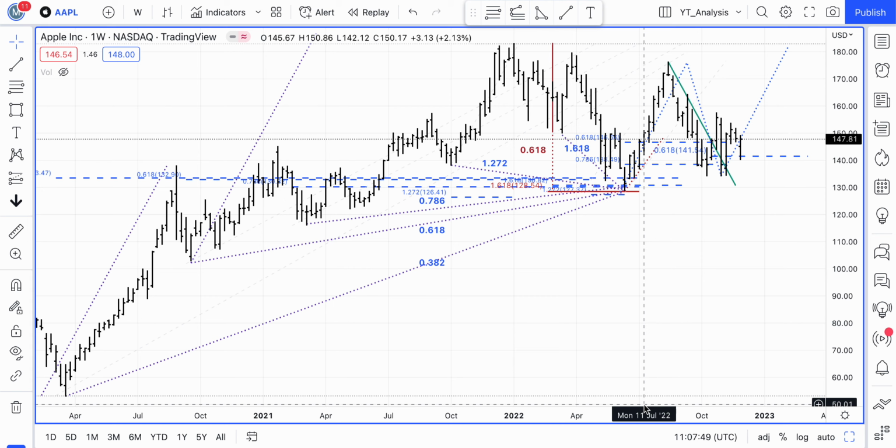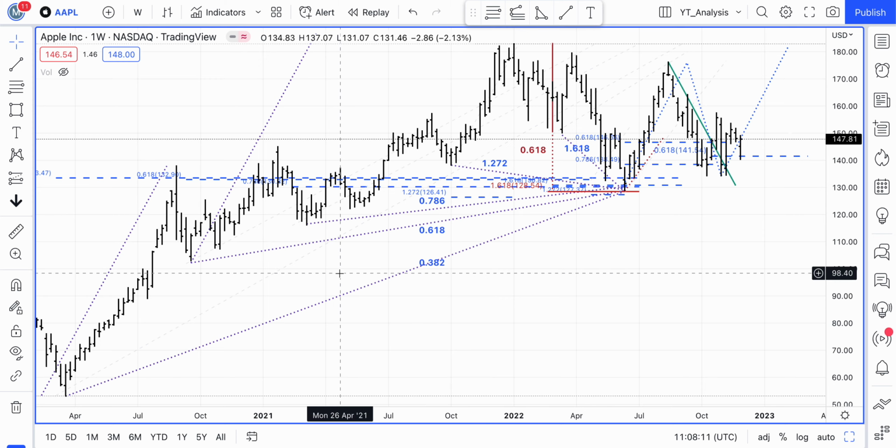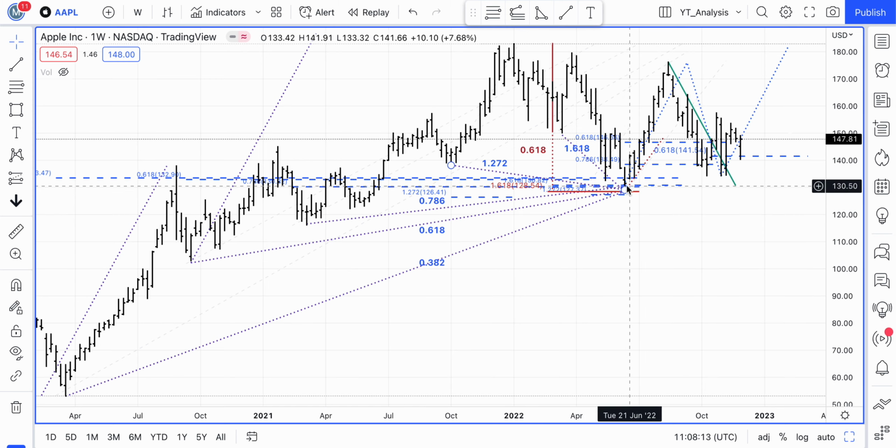Okay, so what we are looking at is the chart of Apple. This is a weekly chart, and here what we would like to point out to you guys is that the low which we formed back on 13th June 2022 is a very important low, because there are several key Fibonacci levels which combined over here, forming a very strong confluence level.